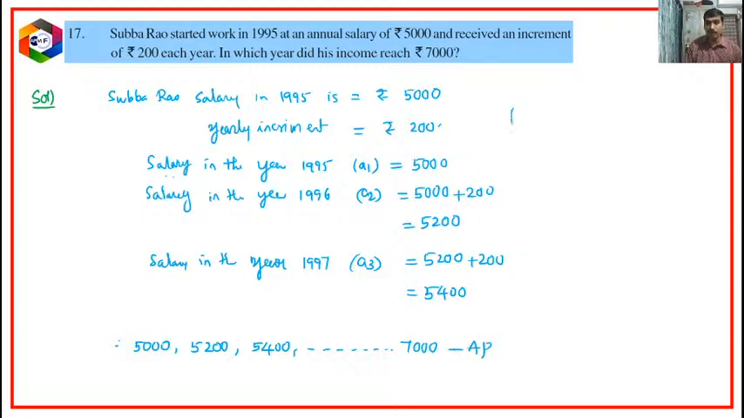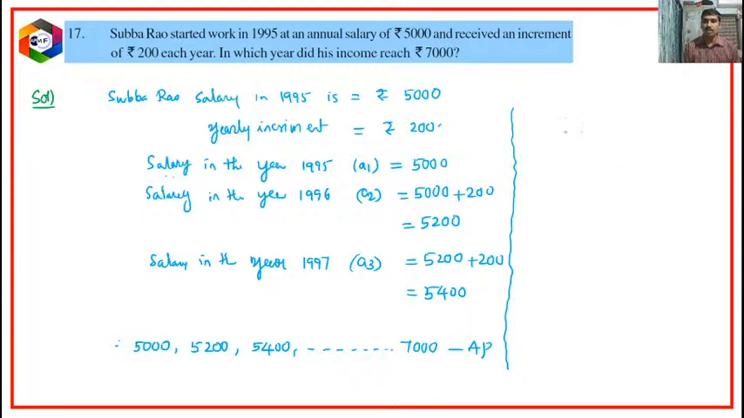This is very very important. Why? Because the yearly increment is 200 only. That means gradually there is a change of plus 200 only. So from first year to second year to third year, if there is a constant increment, the resulting numbers are in arithmetic progression. Now this 7,000 is at which year? That means after how many years, that we will calculate.